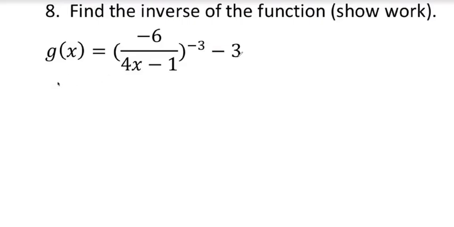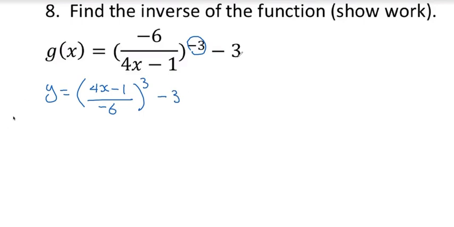To find the inverse, I'm going to rewrite this as y equals, and since this is a negative exponent, I know I'm allowed to flip the whole thing and make the exponent positive. Then we still have minus 3. So this is just rearranging the equation. And now we're going to start doing the inverse after this.